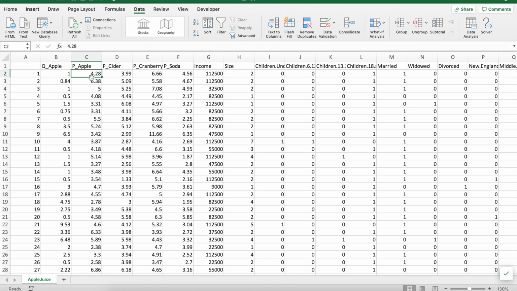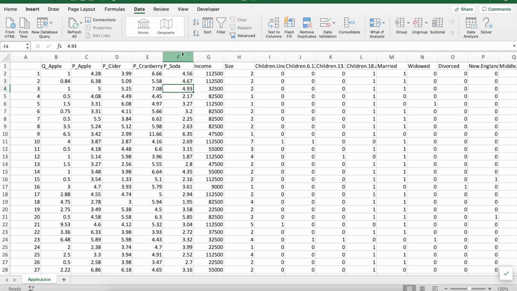This third column, the price of apple juice, is in dollars per liter, how much the apple juice that person purchased cost. We also have information on the price of cider. So at the same purchase decision, if this is a Tuesday of last year where a person purchased apple juice, then at that same time, column D represents the price of cider at that same time. We also have the price of cranberry juice and the price of soda. All of these are in dollars per liter. So we got the price of three goods that could be related somehow, right?